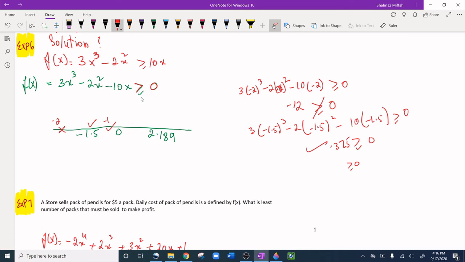It's not greater, but it is equal, so this 0 works. I plugged in here, for example, I picked what number we should pick. 1. We picked there 1, and that 1 doesn't work. Now this 2.189 works. This one also works.